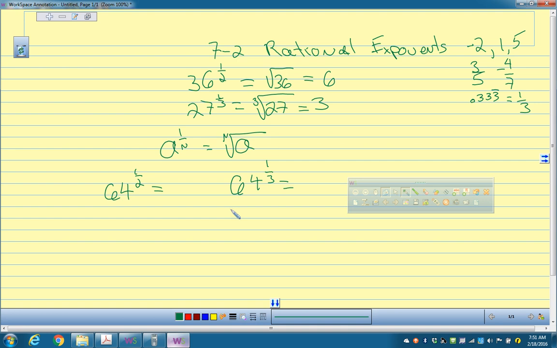Everyone understands why that's 4? 4 times 4 times 4 is 64. So 64 to the 1/3 is equal to 4, and 64 to the 1/2 is equal to 8. We're good.